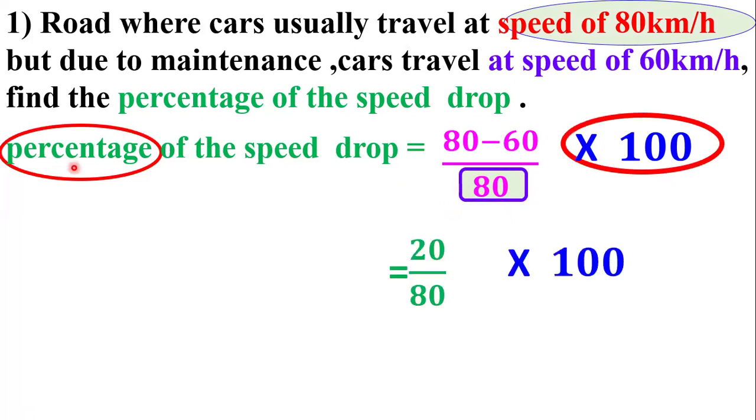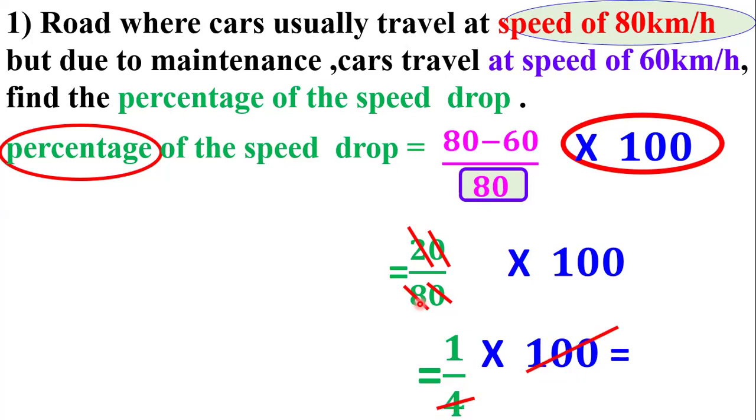Now we have 20 over 80. We can simplify: 20 divided by 20 is 1, and 80 divided by 20 is 4. Then we have 100 over 4, which is 25. So the speed decreases, or is reduced, by 25%. So the percentage of the speed drop is 25%. Done. Let's proceed to the next question.